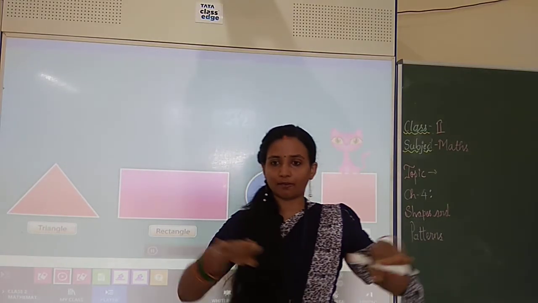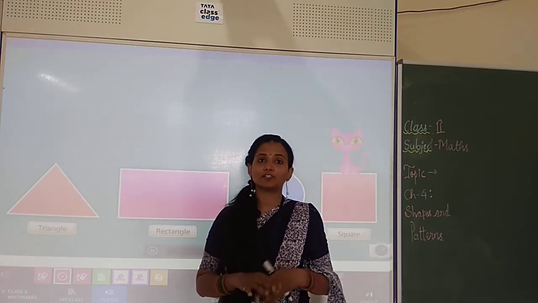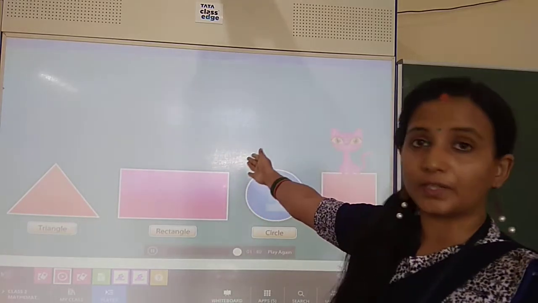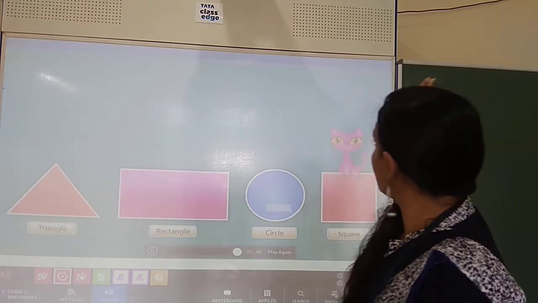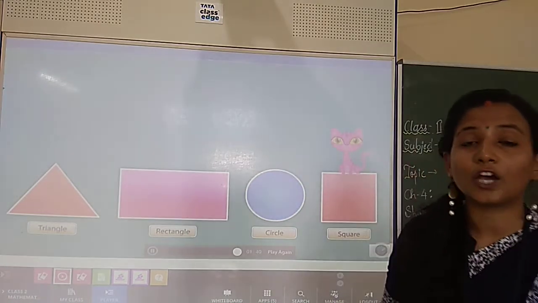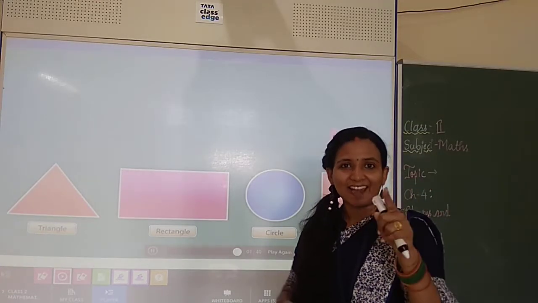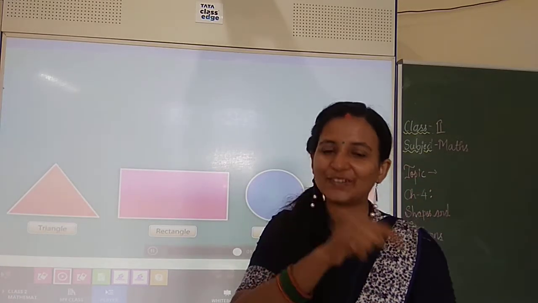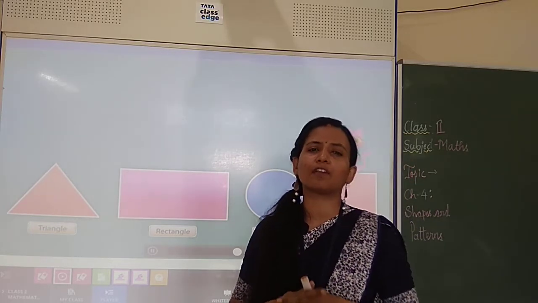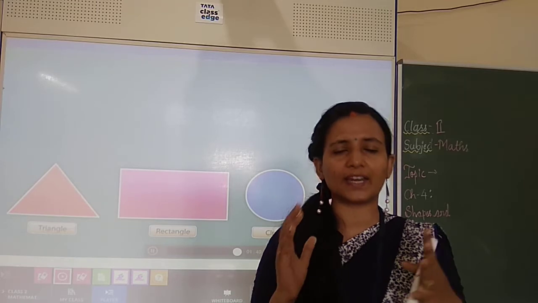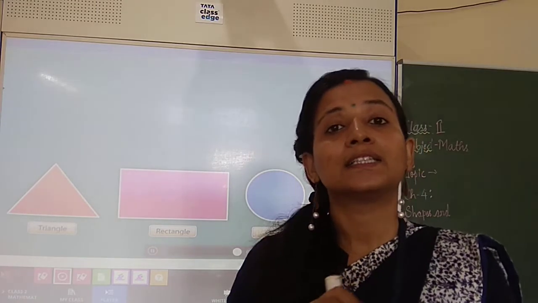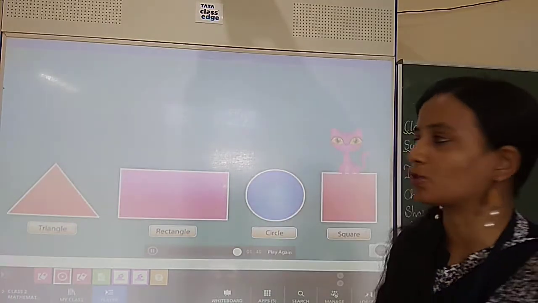Yes, top of the table, that also looks like a rectangle. As you are seeing your whiteboard, this board, that is also the shape of a rectangle. If you are using mobile phones, that is also the shape of a rectangle. So there are so many things in our daily life that we will see here and there, and all are somehow related to shapes only.